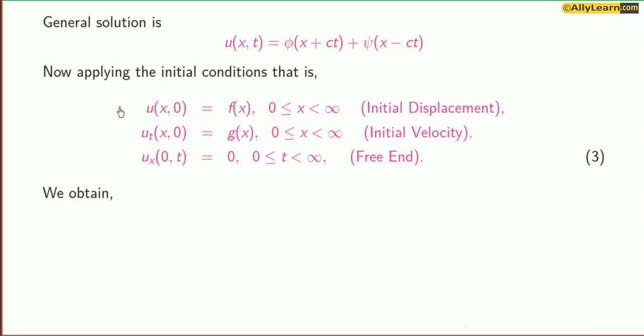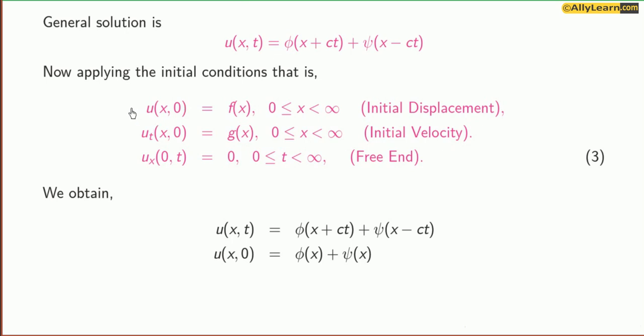First of all, let's make use of the initial displacement condition. So we introduce this initial displacement in the general solution. This is the general solution. We take time t equals 0. So we have u at x comma 0 equals phi x plus psi x. And from the initial displacement, we know that u at x comma 0 equals f of x. So we put f of x in place of u at x comma 0, and we get this expression: f of x equals phi x plus psi x. So this is the expression obtained while making use of the initial displacement condition.